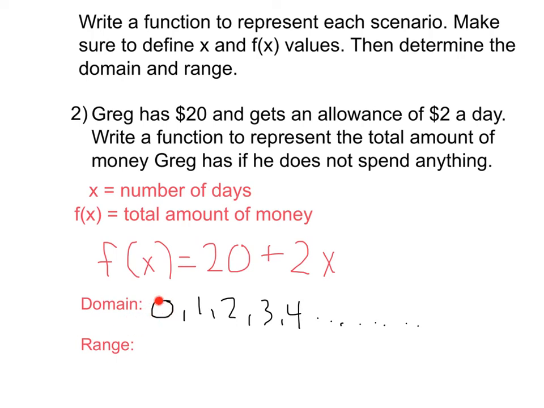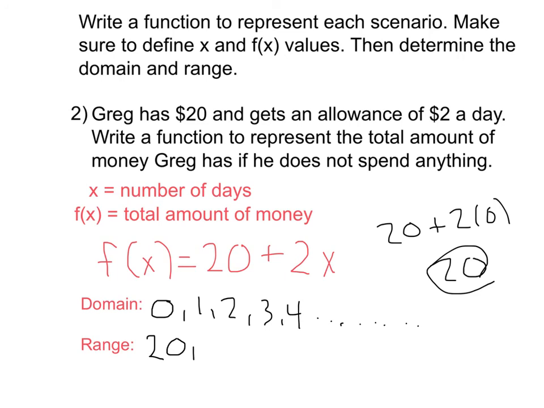All right, now looking at our range here. So our first possible x value is 0. We can't have a negative amount of money, but since our first value is 0, let's see what happens if we put 0 in for this x. That's going to be 20 plus 2 times 0, or just 20 plus 0, which is $20, which makes sense. If Greg hasn't received any allowance yet, he already has $20. So our first range value is going to be 20.